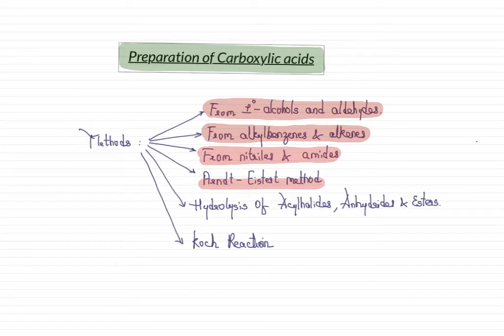And then there is one more method which is called the Arndt-Eistert method. This method allows you to get a higher homolog of any carboxylic acid. So if you want to increase the carbon skeleton of any carboxylic acid, I think this is a good method. After which we have hydrolysis of acyl halides, anhydrides and esters, and towards the end we have the Koch reaction, which is a very special reaction done for olefins, and you can get carboxylic acids even by this method.